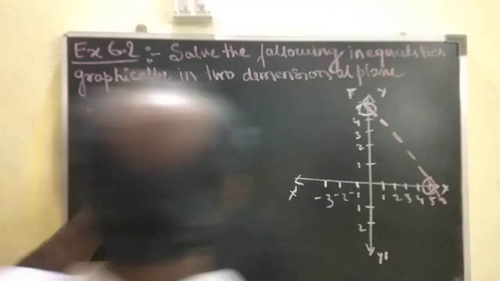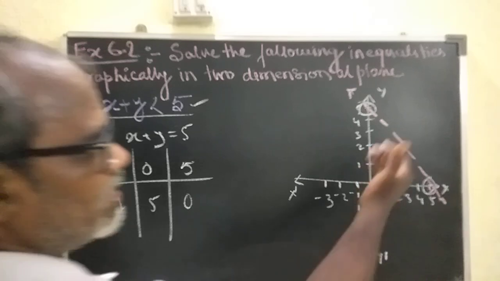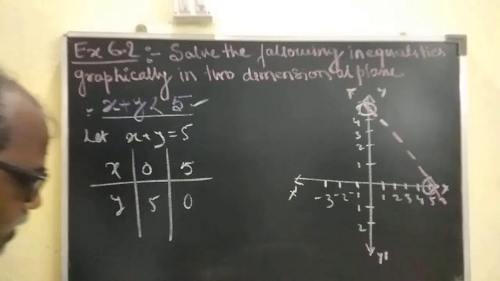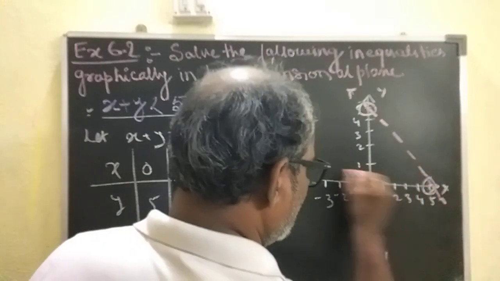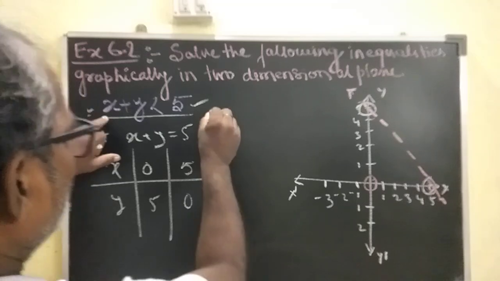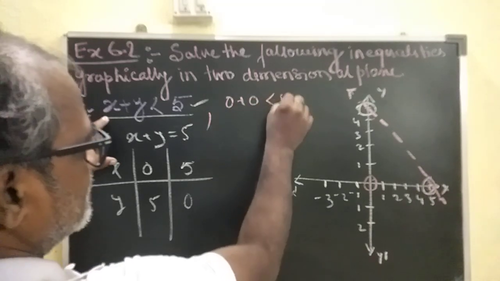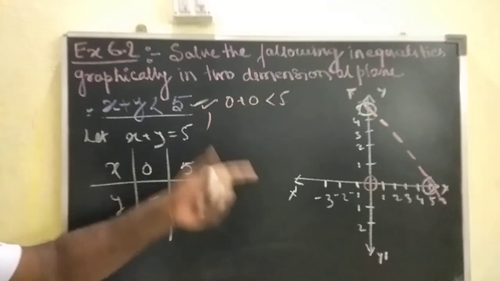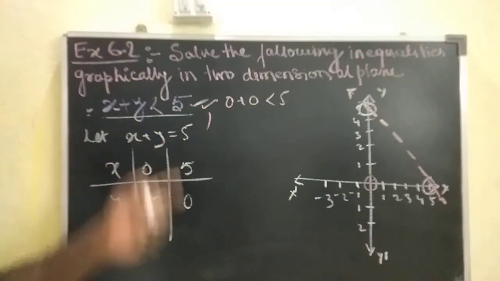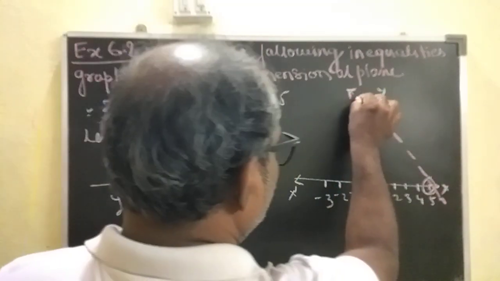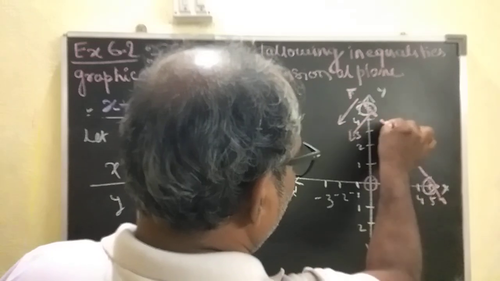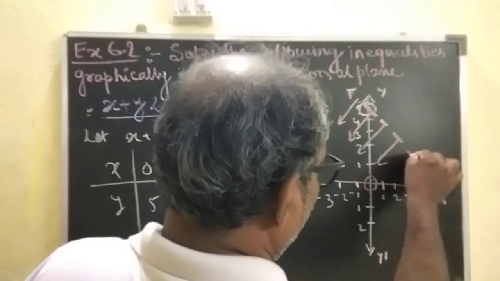Now we have to shade in which way. We have to shade the upper side or the lower side. For that, let us take any point here, 0. Okay, then we put here 0 plus 0, which is less than 5. It is satisfying. This point is satisfying this inequality. So we have to shade downward, and we shade in this way.